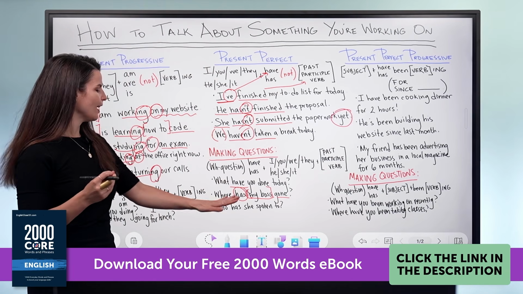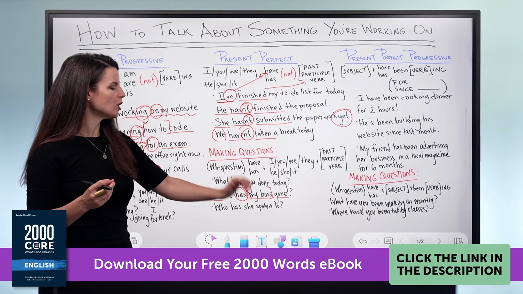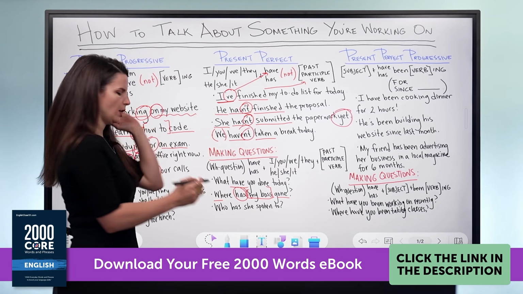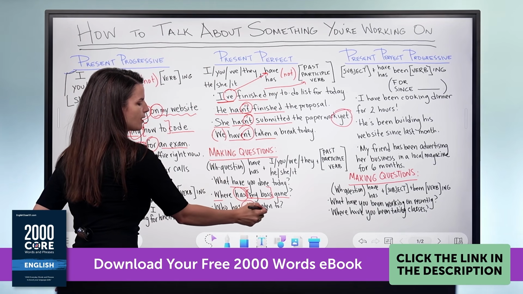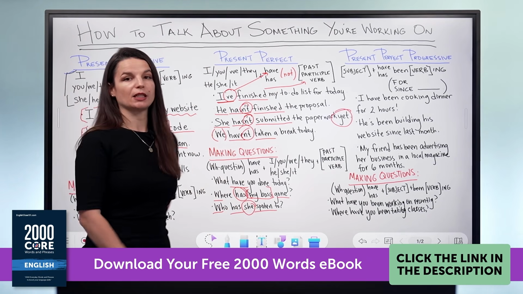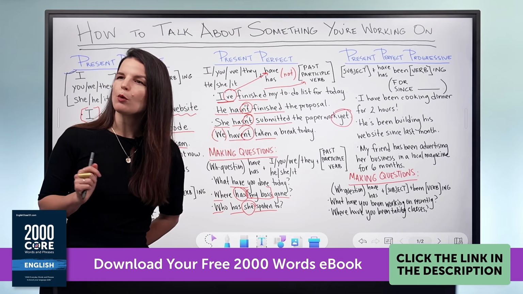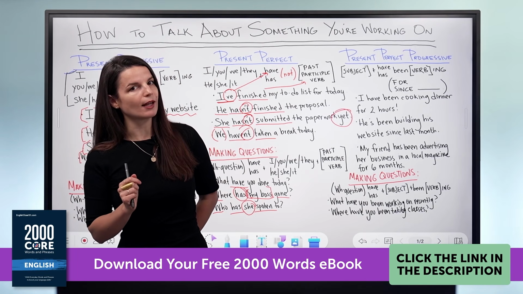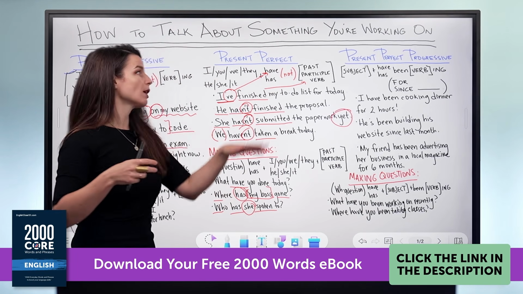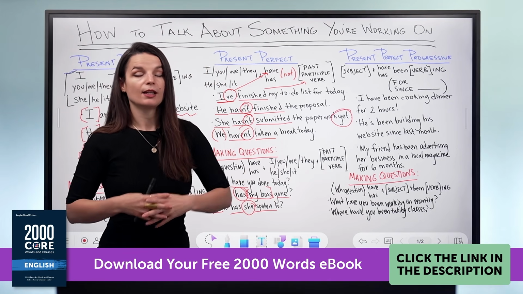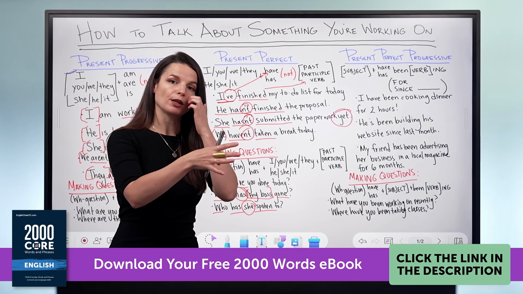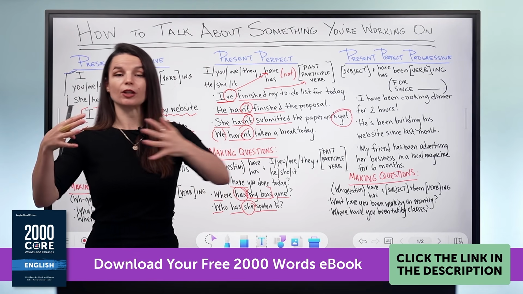Okay? And finally, who has she spoken to? WH question, has, she is our subject, and our past participle verb is spoken to. Who has she spoken to about this? Did she speak to the client? So we often use present perfect together with past perfect to ask about continuing situations and finished situations and their relationship.